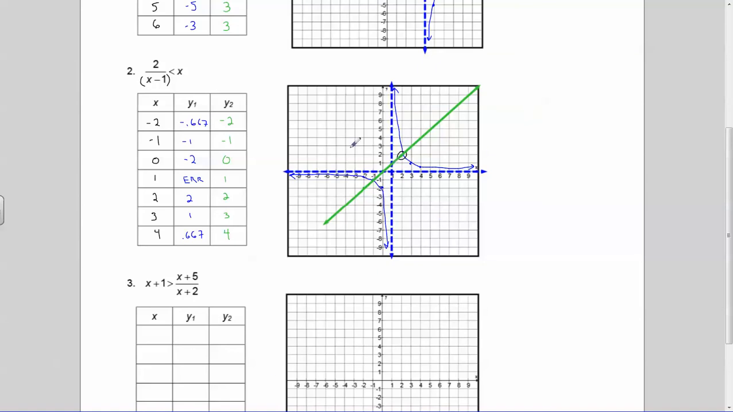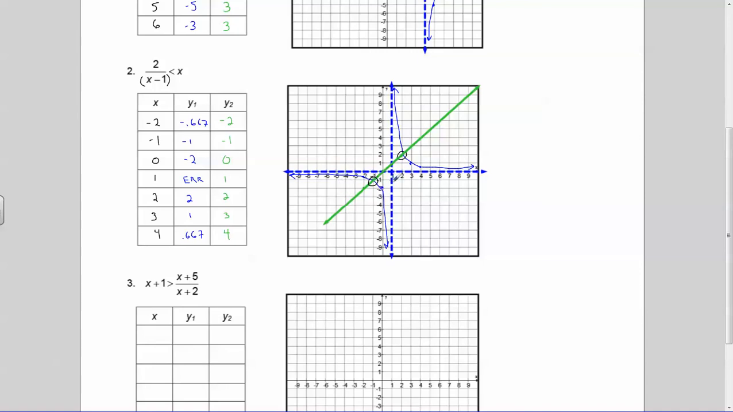So our solution is where the function on the left, the blue function, is less than the function on the right, the green function. Out here to the left, from negative infinity, we have another intersection point that I did not identify. That's here at negative 1, negative 1. From negative infinity to negative 1, the blue function is greater than the green function because it's above it. So that's not part of our solution.